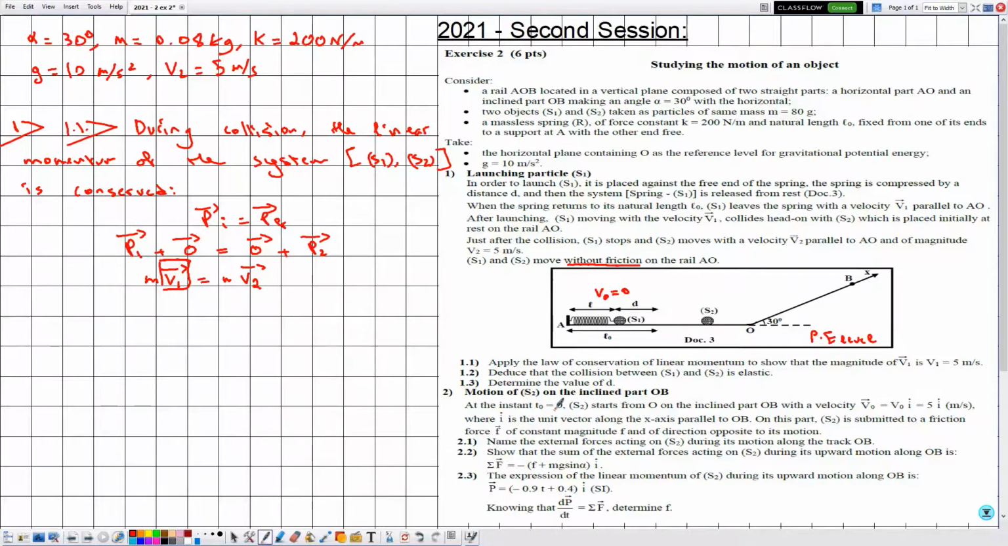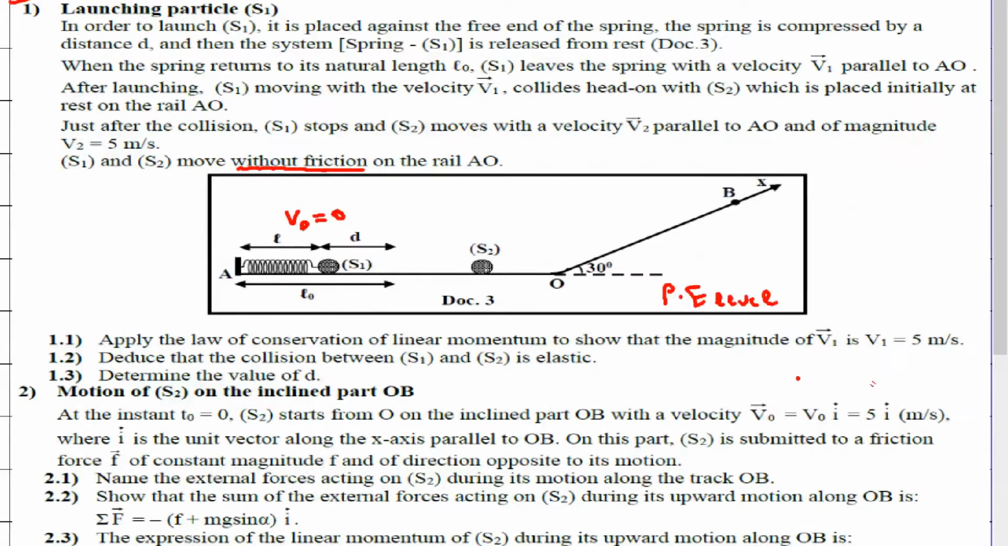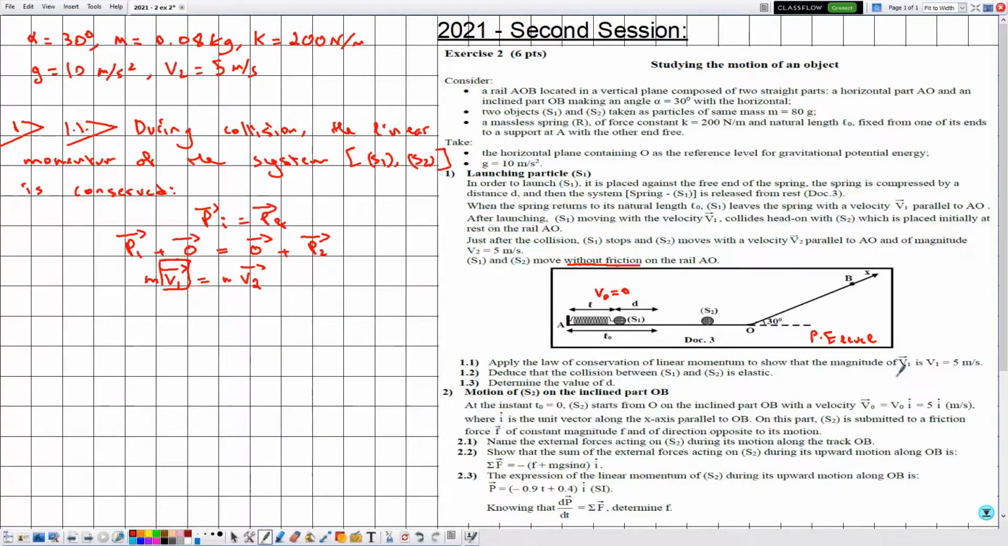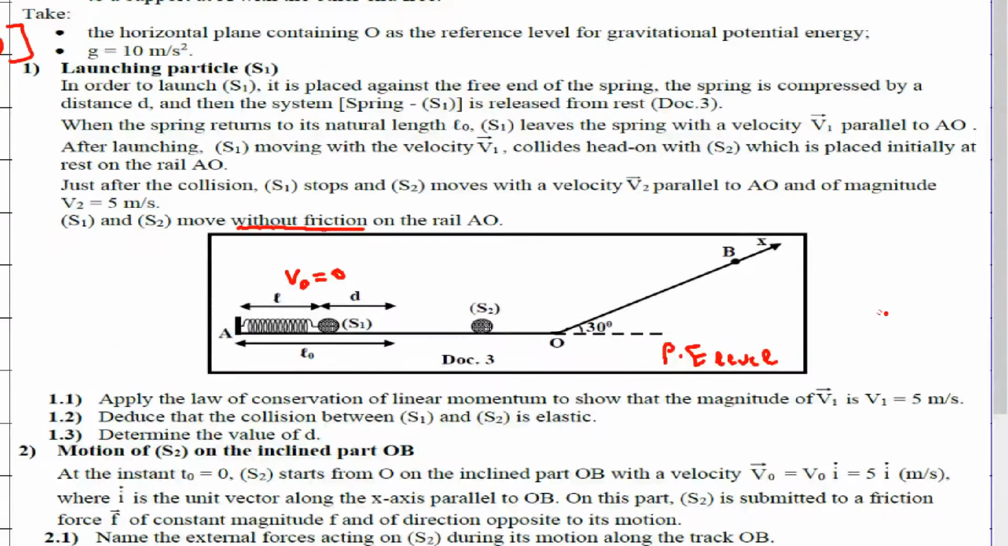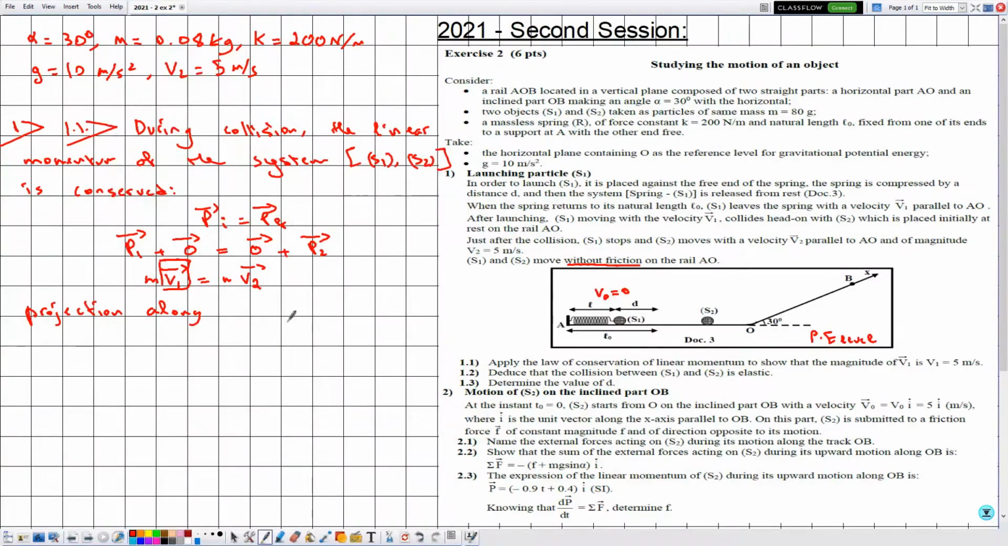Now, what's the type? So we need to determine the magnitude. What's the type of this equation? This is a vectorial equation. Since we want to determine the magnitude, then let's project it. Let me say projection along. Here, the x-axis is already chosen to be along the direction of the inclined plane. Then let me say projection along the direction of the collision.